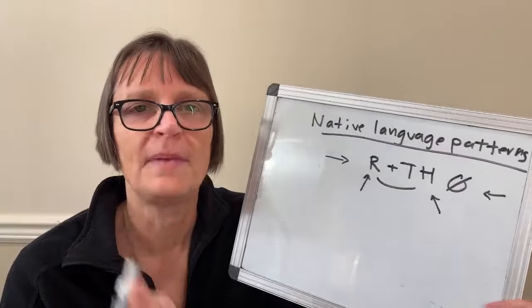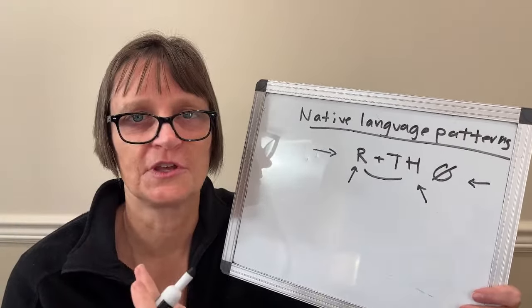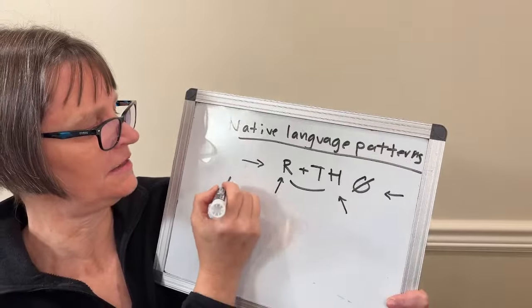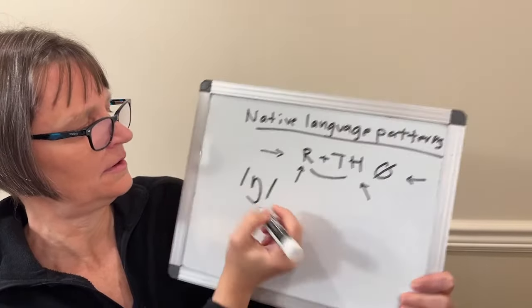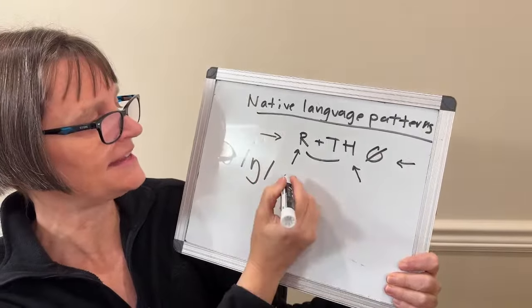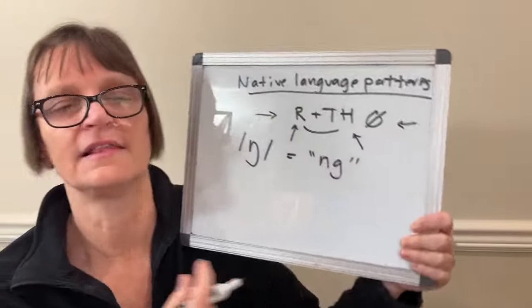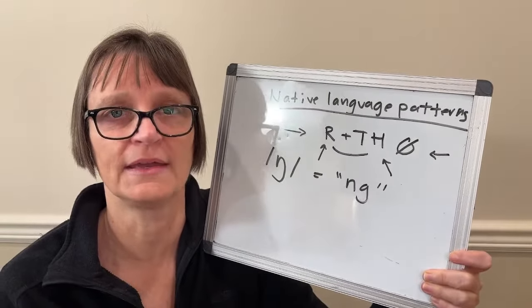But the patterns you might not realize or be aware of tend to be a little more subtle. One of them is on this sound, which in the IPA looks like an N with a big long tail. We usually spell it with the letters NG, like doing, going, etc.